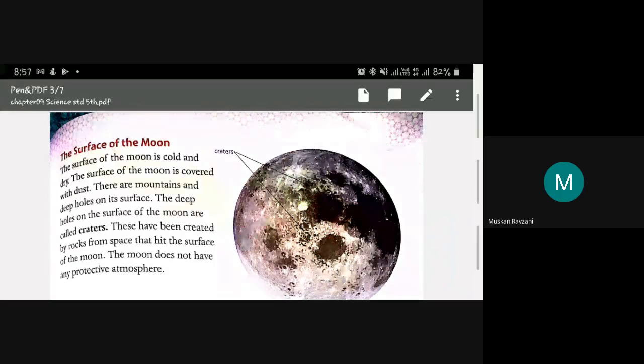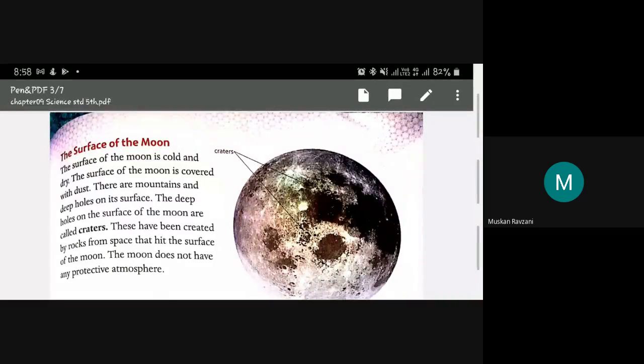Okay, start, ready. Yes, Muskan. The surface of the moon is cold and dry. The surface of the moon is covered with dust. There are mountains and deep holes on its surface. The deep holes on the surface of the moon are called craters. These have been created by rocks from space that hit the surface of the moon. The moon does not have any protective atmosphere.